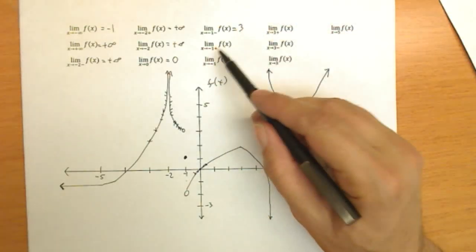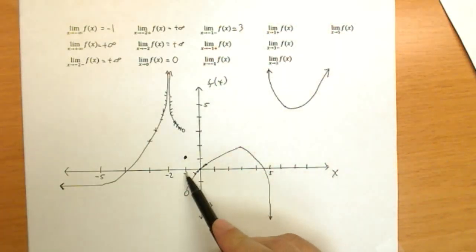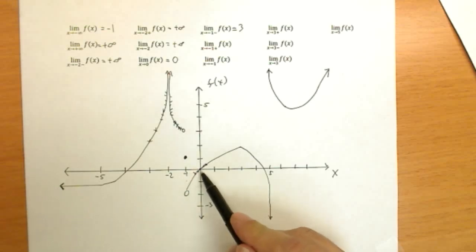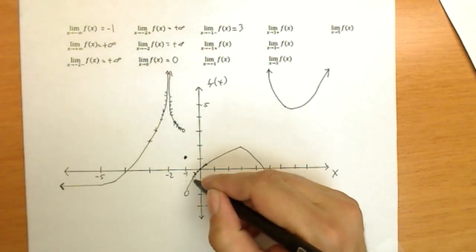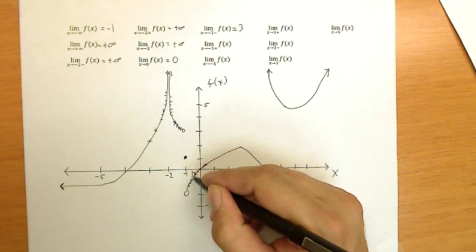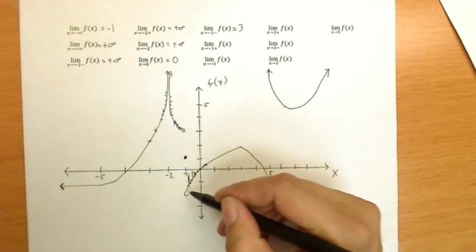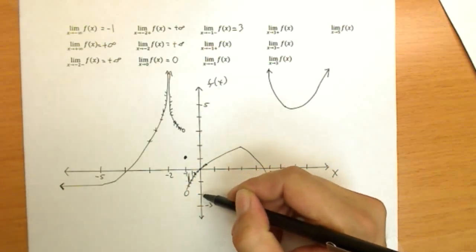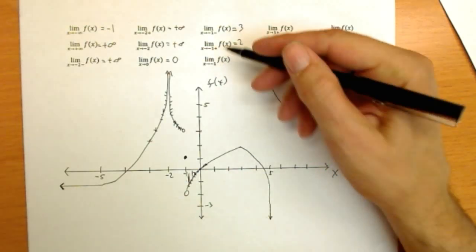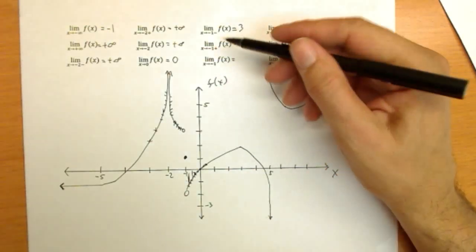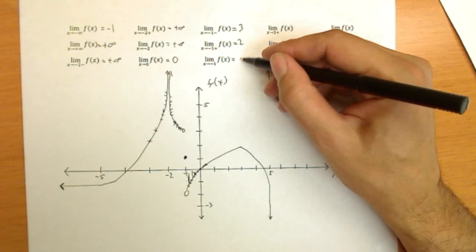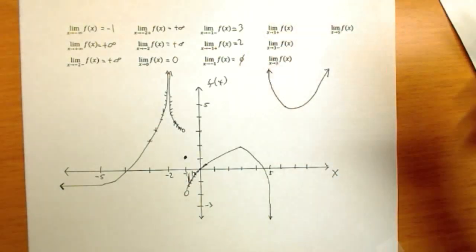X approaches -1 from the positive side. Numbers not positive, actually bigger than -1, so we're along here. We're graphing, getting closer and closer to -1, so the appropriate x's are up here, and we seem to be approaching here at 2. X approaches -1 overall. You can only have an answer when the positive and negative sides are the same. They are not. Empty set, there is no answer.